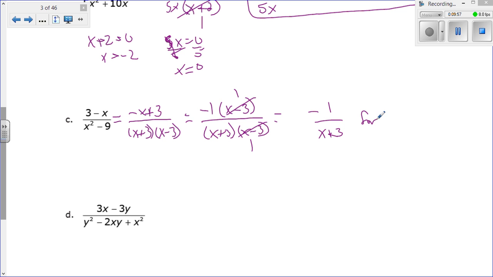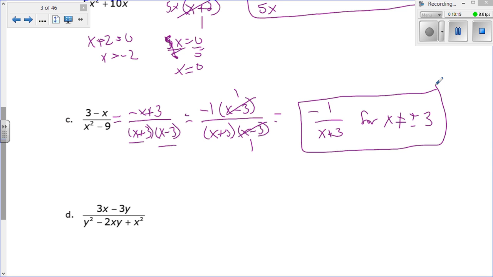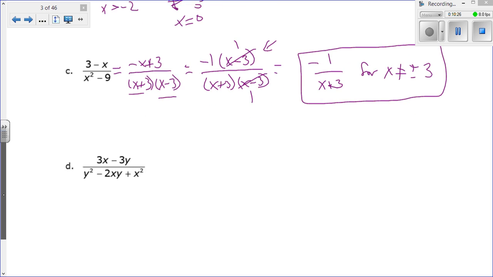For x cannot be equal to, looking at my denominator, I can't have a negative 3 and I can't have a positive 3. Negative 3 will make that one 0. Positive 3 will make that one 0. So to make it easier for us, I write plus or minus 3. This whole factoring out a negative 1 that we did in the numerator here is going to end up being very helpful to us as we go along.